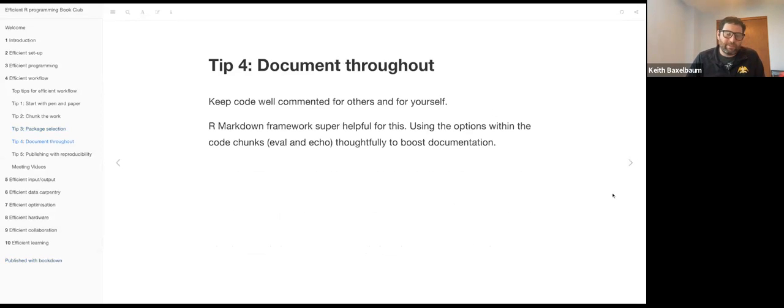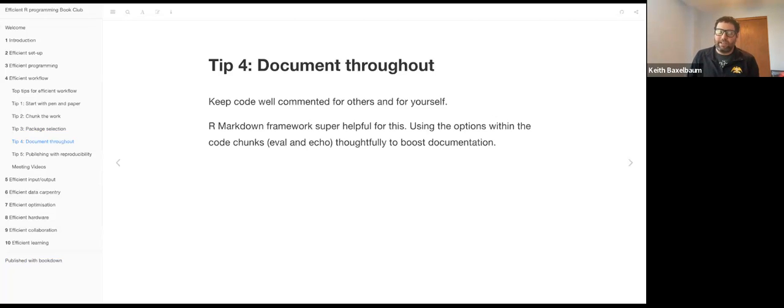The next suggestion is document throughout. This one to me felt like the most straightforward and the least in need of elaboration, which is you want to keep your code well commented, both for collaborators, but also for yourself, right? I think everyone has gotten to that point where they went back to their own code that they hadn't looked at in weeks or months or years and realized they had no idea what they were doing. And so leaving meaningful comments. For me, part of this is also just naming variables in ways that make sense. So not calling things X and XX and XXX because I was trying to rush through a project.